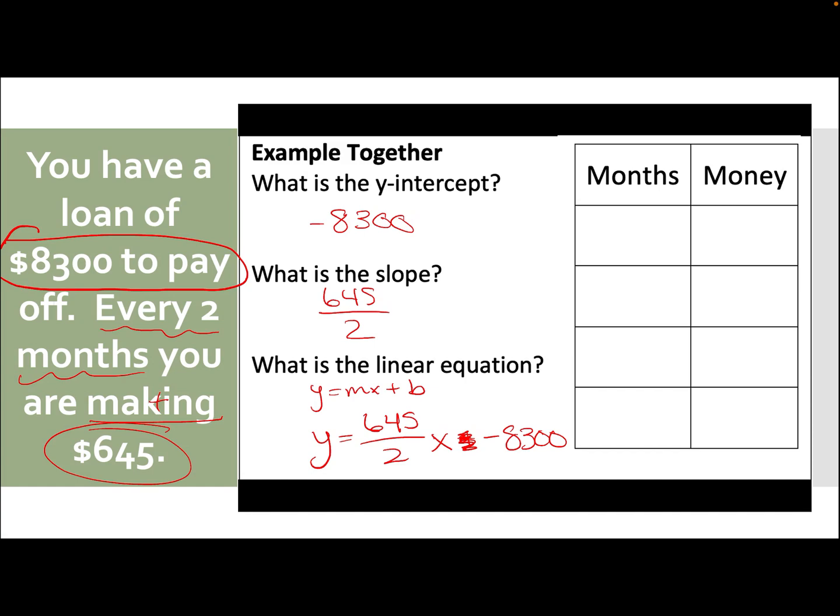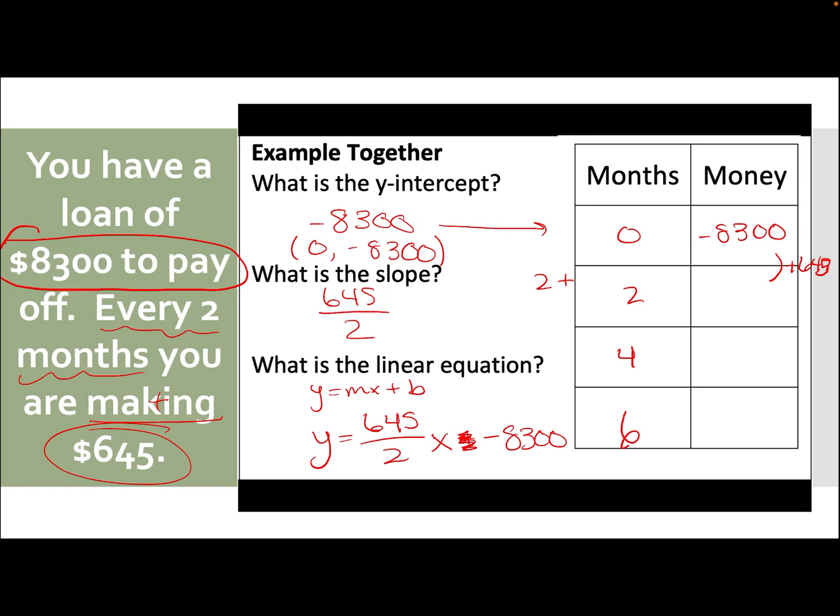And again, now we can fill in our table. We always start with our y-intercept, and it's always next to 0. And we're going to write our y-intercept as a point, 8300. That's how we need to write it. 8300. And then we will go ahead and we will add 645 onto that. And we will add by 2's on this side since we did not reduce. So 2, 4, 6.